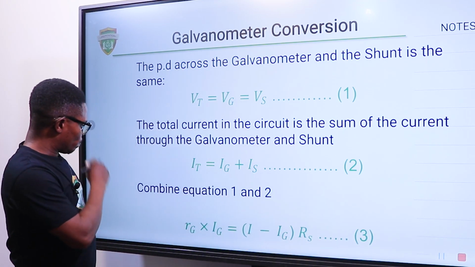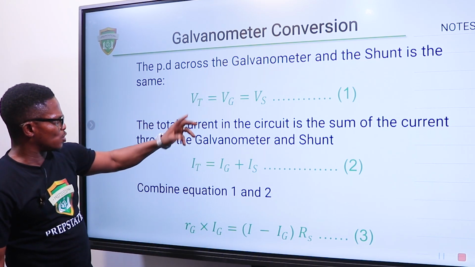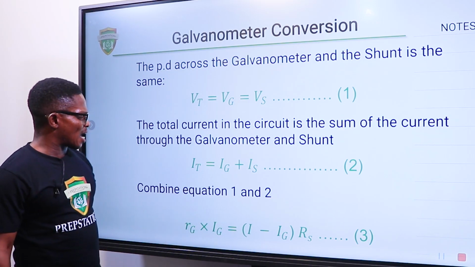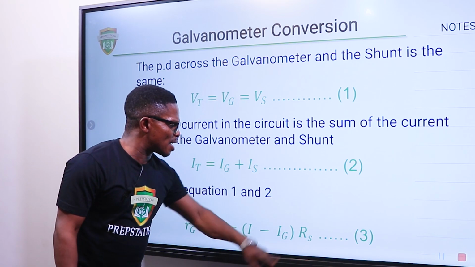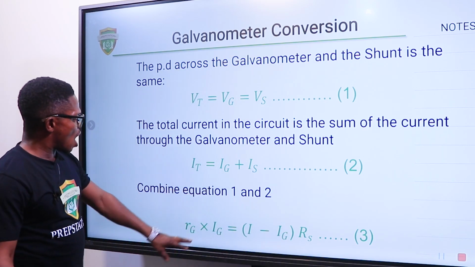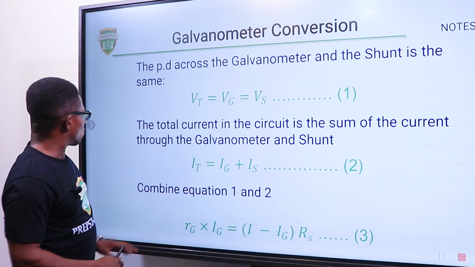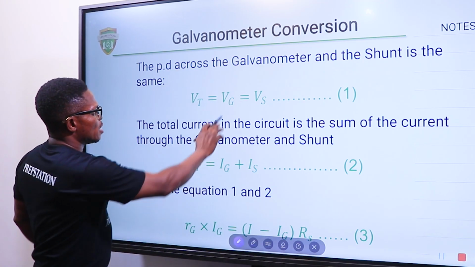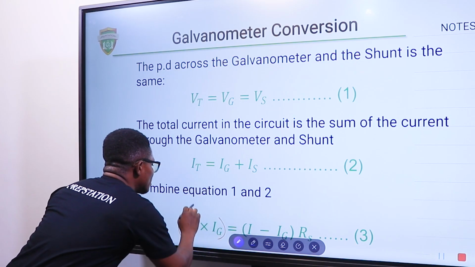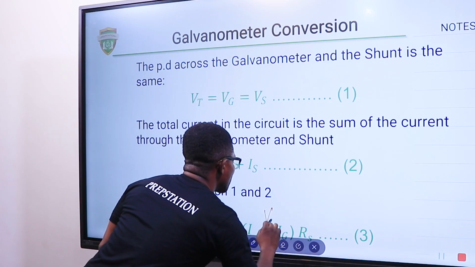Let's move forward. Now, combine equation 1 and 2. If you combine equation 1 and 2, then you have RG times IG equals (I minus IG) times RS. I don't want to scare you with this. Let me quickly explain how we arrive at this formula. Now, what this simply means is this. Remember, here we have VG equals VS. So the whole of this is VG, and then the whole of this is VS.